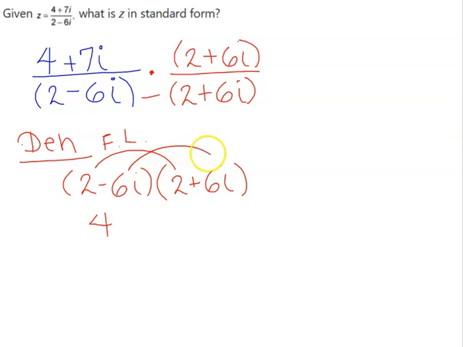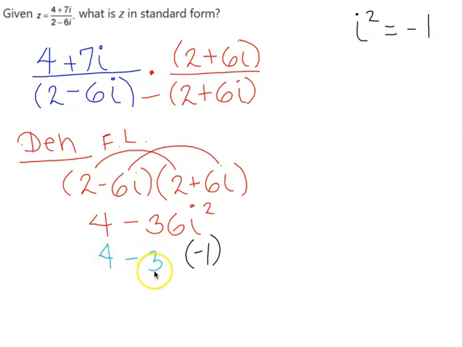So first times first would give me 2 times 2, which is 4. Last, negative 6i times 6i would be negative 36i squared, because i times i is i squared. One thing to note about i squared is it is a constant value of negative 1. So I'm going to replace i squared with negative 1. And if I bring down the rest, that actually gives me 4 plus 36, because I'm going to multiply negative 36 and negative 1. And that'll give me 40. So my denominator is 40.